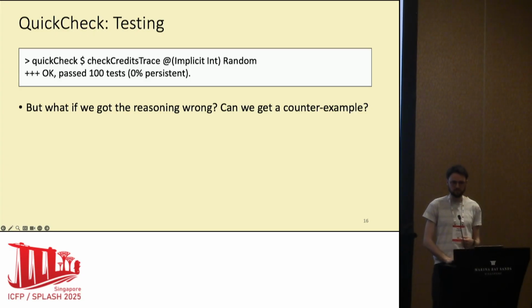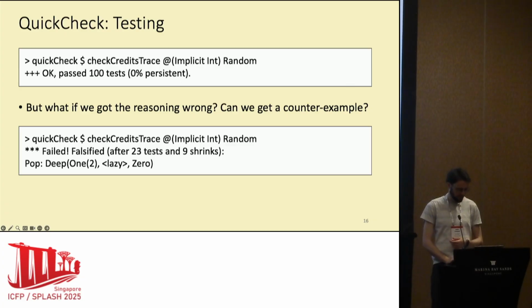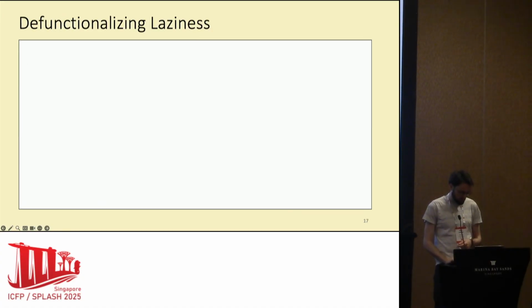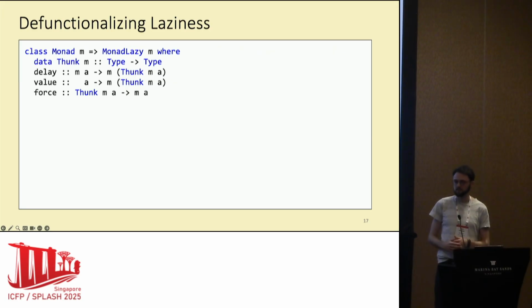And one of the nice things about QuickCheck is that it can give you a counterexample. But actually, in this case, the counterexample is not that useful, because we can look at the top bit of the queue and see there's a Deep constructor. But then there's this thunk in the middle, and it's hard to look into the thunk. So there's not really a lot that QuickCheck can do. The problem is really in the MonadLazy type class I've just introduced, because the delay constructor takes an m a, a monadic computation in Haskell, which is not really something we can print, because I can't print an arbitrary Haskell expression. So we need to find some way to defunctionalize this notion of laziness.